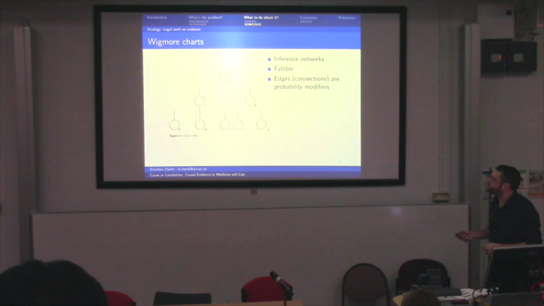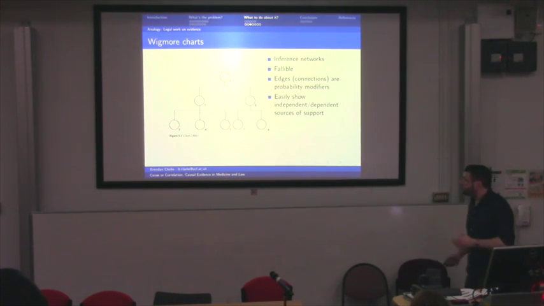And very roughly what happens is that you have these nodes that are particular bits of evidence, and then you can think of these edges more or less as probability modifiers. So if you have these lines going up into a node, it raises the probability that that will be right.